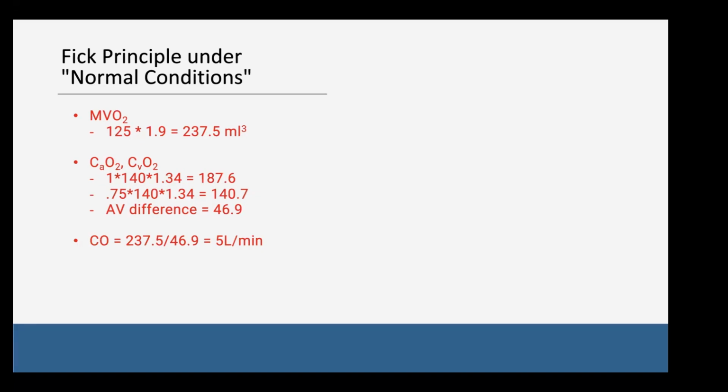When we divide this oxygen consumption value by the AV difference, we get 5 liters per minute, which is something I'm sure you guys have seen quoted as a normal cardiac output under normal physiological conditions. But this is one of the ways that this number has come up. But obviously, this is not really the case for most, if not all, of our ICU patients.